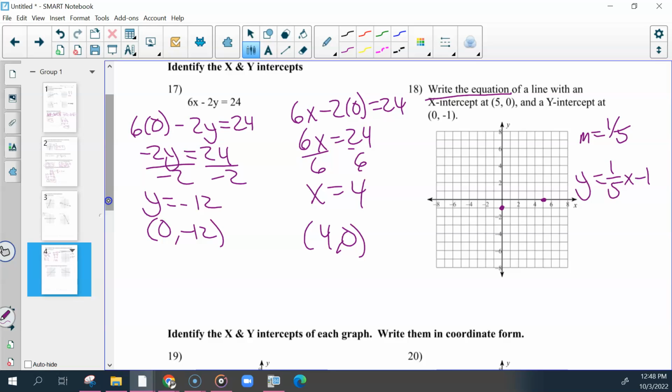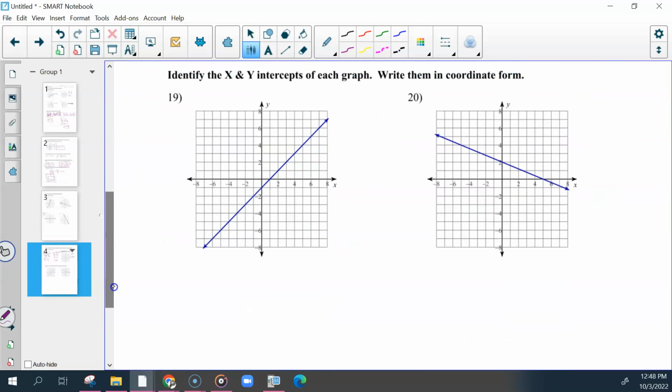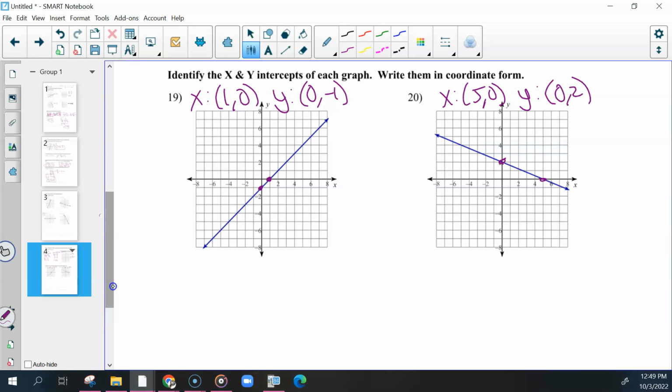And then the last 2 were both worth 2 points. Find your x and y intercept. Your x-intercept was at 1, 0. Your y-intercept was at 0, negative 1. For 20, your x-intercept was at 5, 0. And your y-intercept was at 0. These should be 2 separate sets of ordered pairs, not combined. Questions on that?